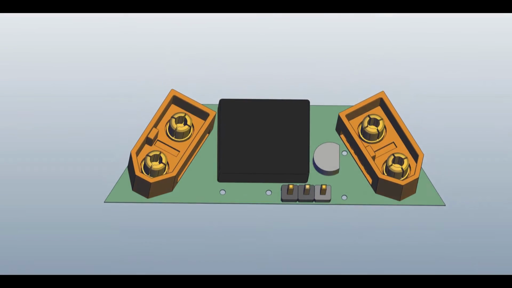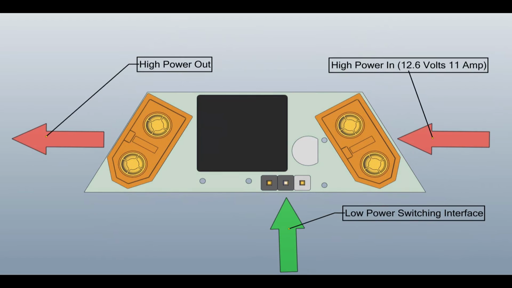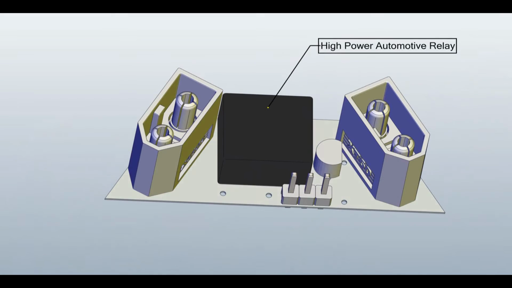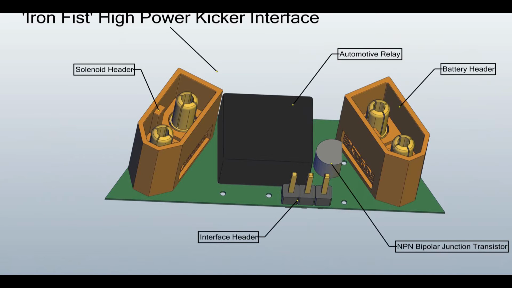The kicker circuit was based on a 40 amp automotive relay. This relay was switched with a transistor from the microcontroller. The kicker was powered off a separate lithium polymer battery, allowing for high power to be isolated from the drive board.